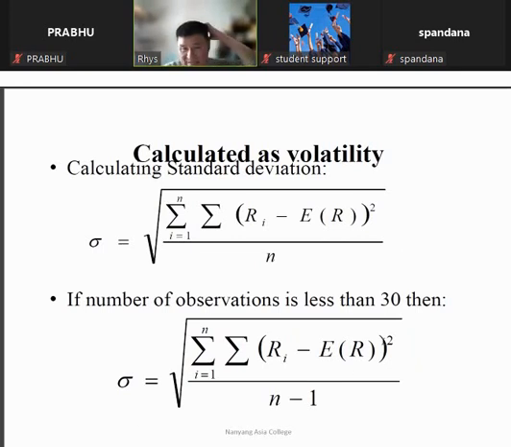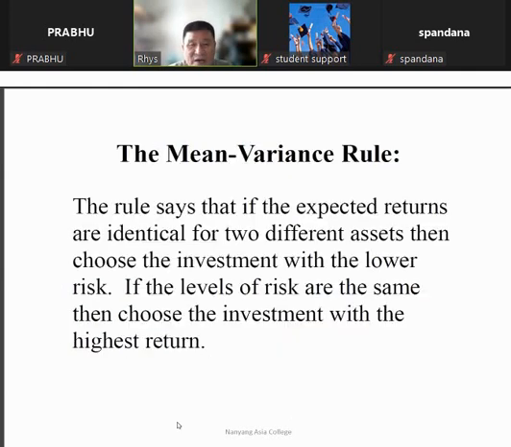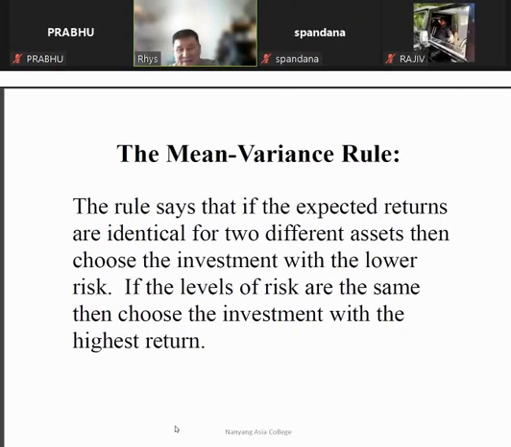So if the number of observations is less than 30, right? Your so-called observation means how many times you observe, how good it is. This is the N; 30 is the N. Then you use this formula to calculate the standard deviation, how far away from the standard you are. So the rule says that if expected returns are identical for two different assets, then choose the investment with the lower risk. In project work, when you come to construction, there isn't a choice. This is the way to do things, and if you do another way, there will be a saving. Of course, you follow another way.